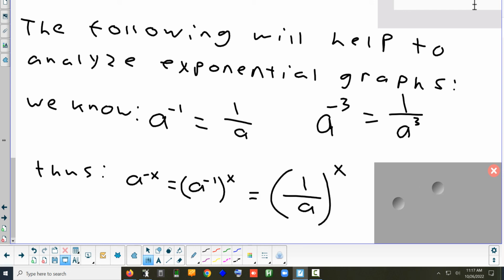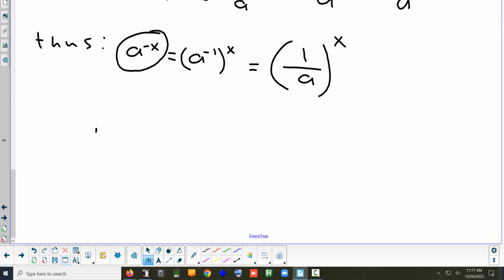So the idea is, if you have a problem that has a negative exponent in it, you can fix it by just taking the value that's the base and flipping it and getting rid of your negative. So if you had something like 4 to the negative x, I can get rid of that negative by flipping the base and then just getting rid of the negative. Those are exactly the same.